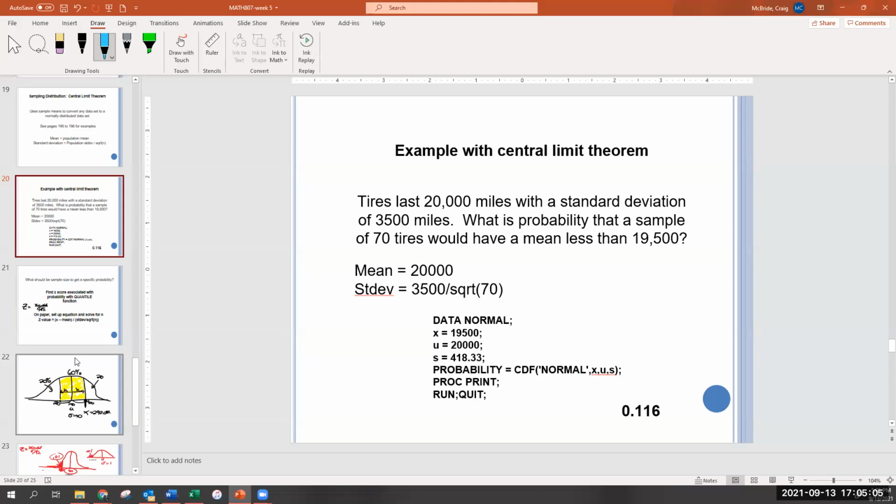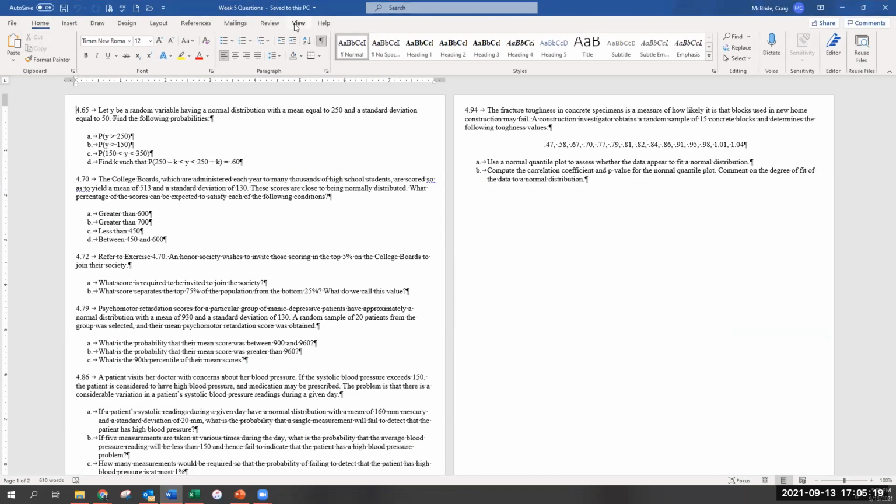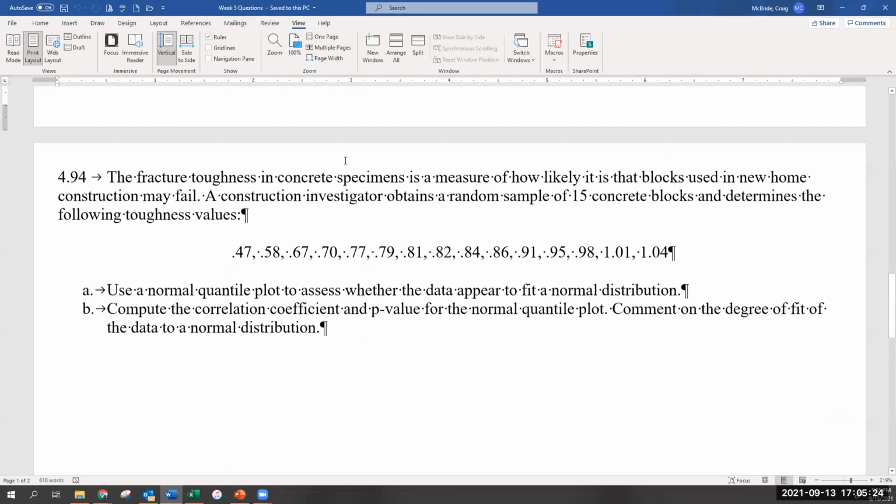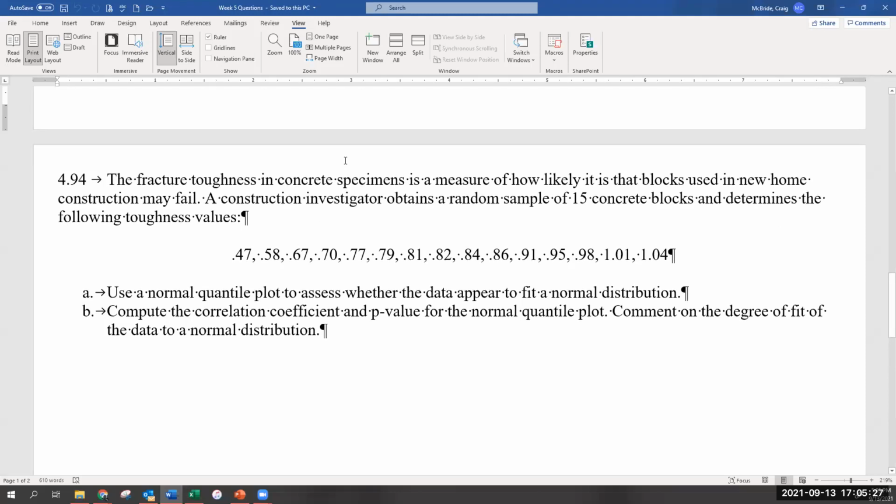Is it okay if I ask one quick question about the homework? Yeah, go ahead. Please. So I feel pretty good about my answers to the homework. On the very last one, it's the toughness one, and you run the normal QQ plot, and you get a correlation coefficient, and you get a p-value. And I've got those. But it says to comment on the degree of fit. Now, I know the correlation coefficient tells me the degree of fit, and I've always thought of the p-value in terms of significance. I guess I don't know how to equate p-value to the degree of fit.